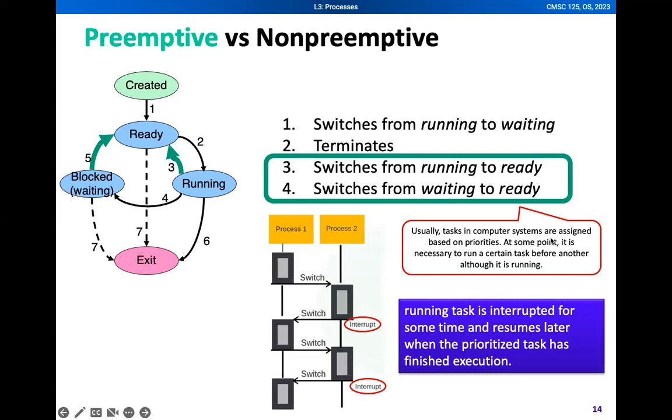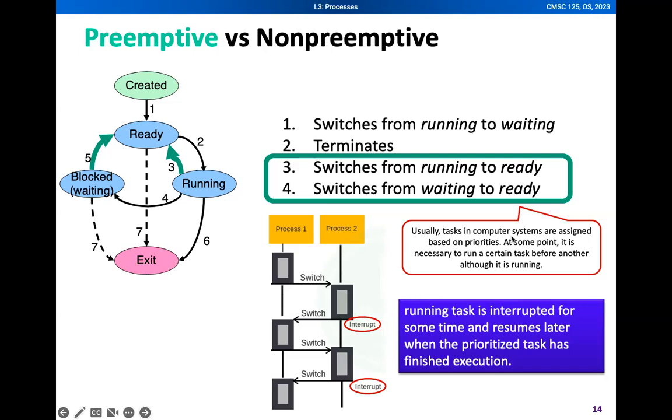Usually tasks in a computer system are assigned based on priorities, and at some point, it is necessary to run a certain task before another, although it is running. So a running task is interrupted for some time and resumes later when the prioritized task has finished its execution. As you can see here, we have two processes, correct? At some point, process 2 gets interrupted and the CPU is given to another process, it gets switched again, and at some time gets interrupted again. So why are these interruptions occurring? Because there are some priorities that need to be taken into consideration.